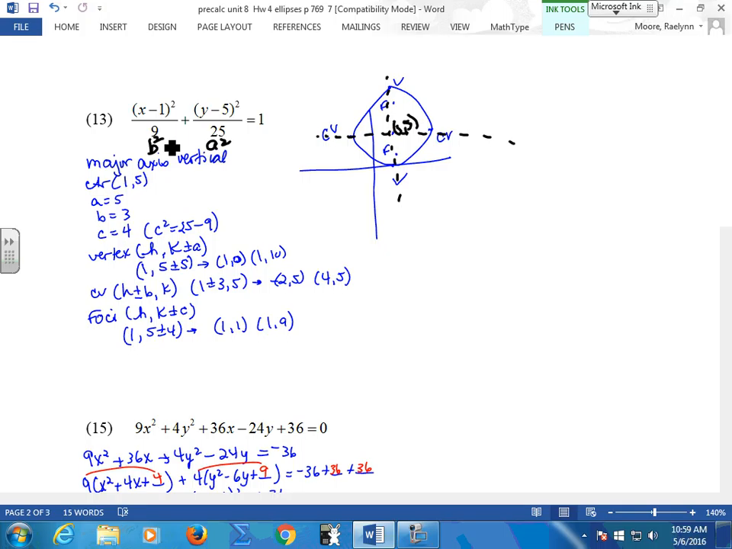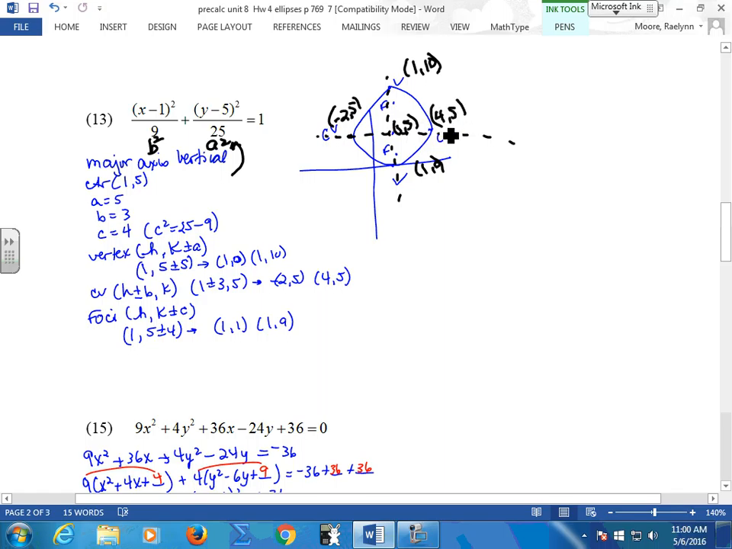So, major axis is the vertical underneath the Y. That's the major. So from 1, 5, you're going up and down 5. And the Y is going to change. So if I add 5, this becomes 10. If I take 5 away, this becomes 0. Back and forth to 3. So I notice this is at 1. If I subtract 3, I'm over here, negative 2, 5. If I add 3, I'm at 4, 5.